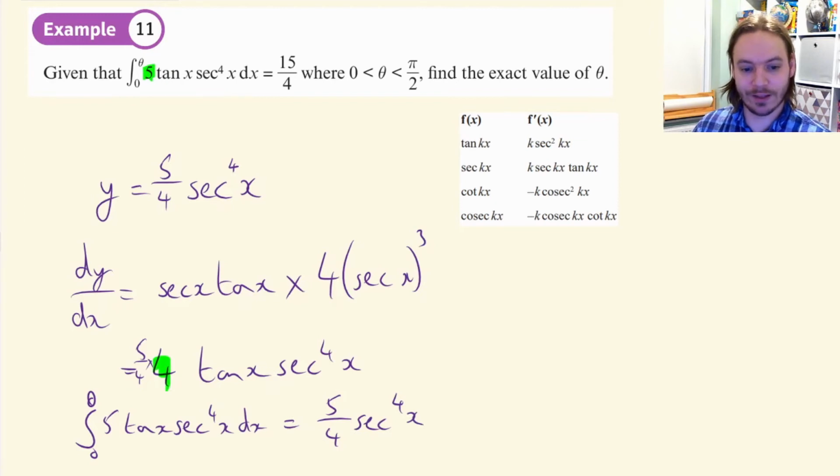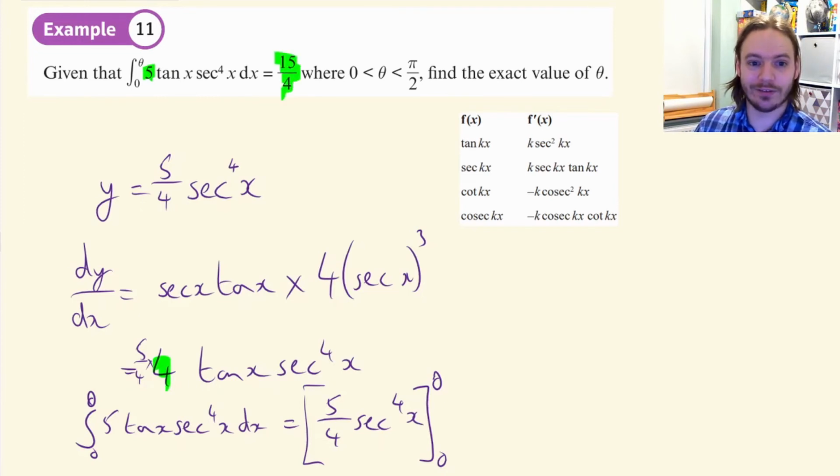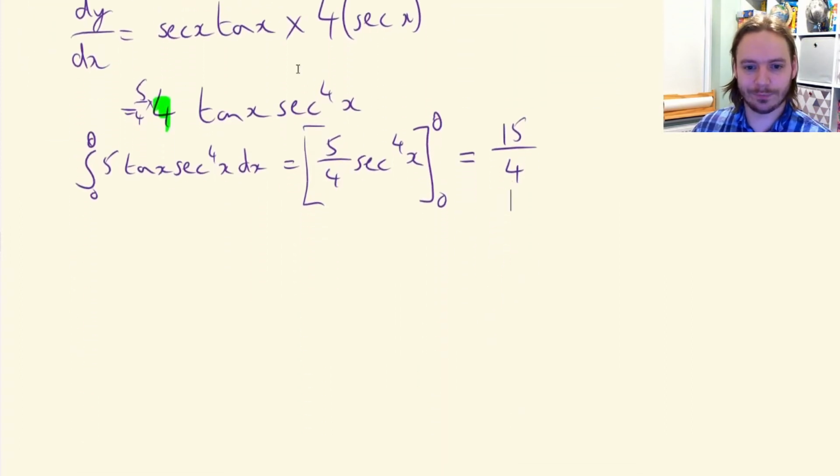But I've got a definite integral here, so I'm doing it between 0 and theta. I don't need a constant. But the question doesn't tell me to find the integral. It tells me the integral is equal to 15/4, find theta. So we don't actually know what the values are that we're integrating between, but we do know that the answer is 15/4. So we've got a little bit more work to do here just to tidy this up.